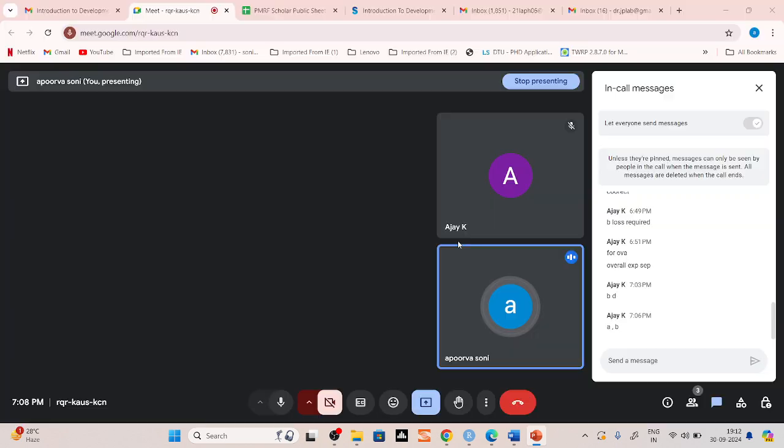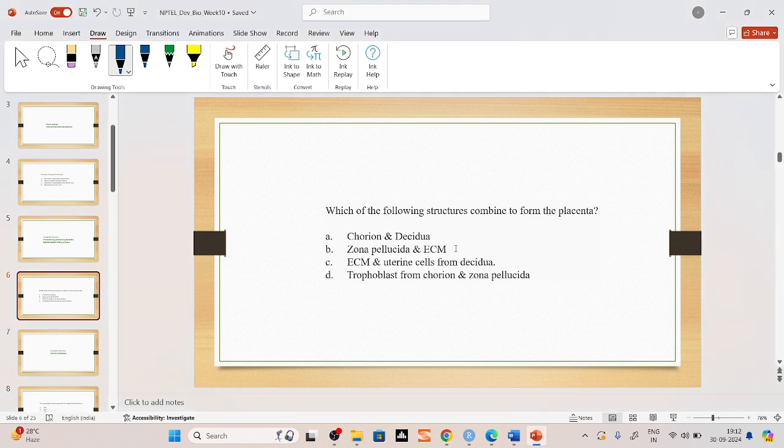Okay. The correct answer is A, which is chorion and decidua. We have already discussed that the placenta is formed from the interaction between the fetal part and the maternal part, because it has to form a connection between the fetus, which is inside the mother. So one part has to be from the fetus, and the other part has to be from the mother. The fetal part is known as chorion and the maternal part is known as decidua. Trophoblast from the fetal part, that is from the chorion, invades the decidua, which helps to establish the placenta. Okay.